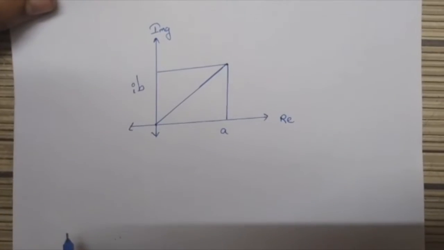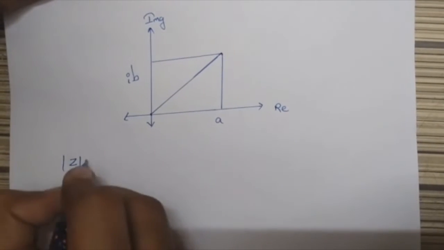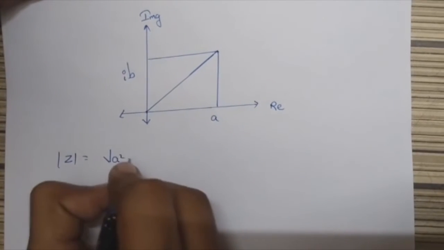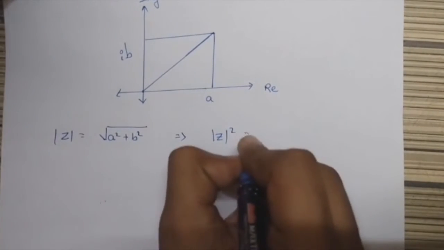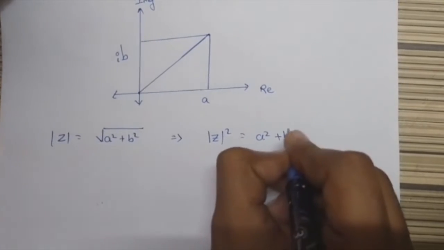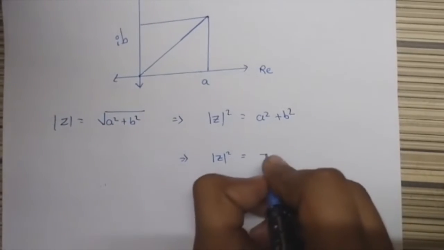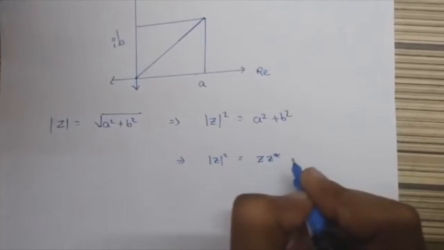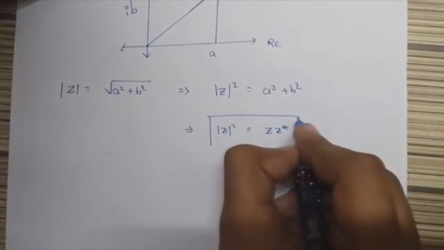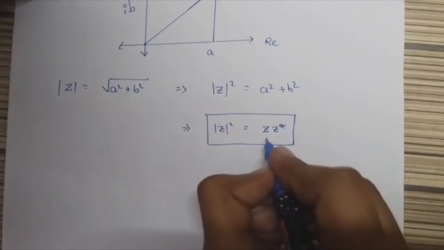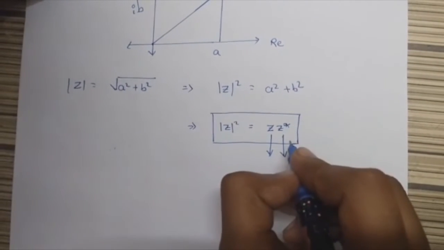So let's extend this idea. We have the modulus of z equals root a square plus b square, then modulus of z square equals a square plus b square, and lastly we get modulus of z square equals z times z conjugate. One thing is clear here: the square of this modulus is nothing but the complex number multiplied by its complex conjugate.